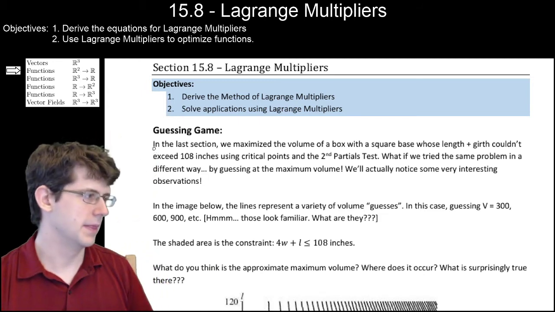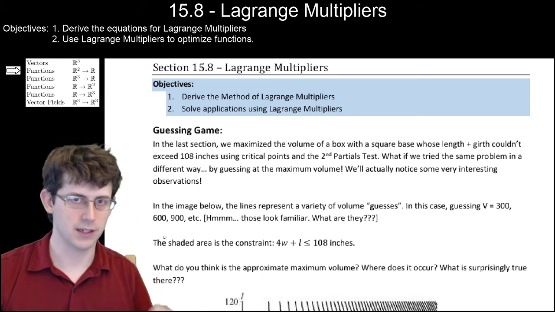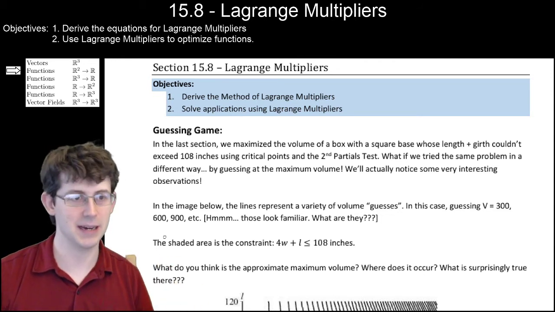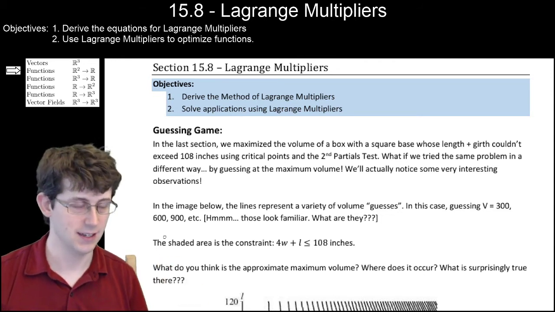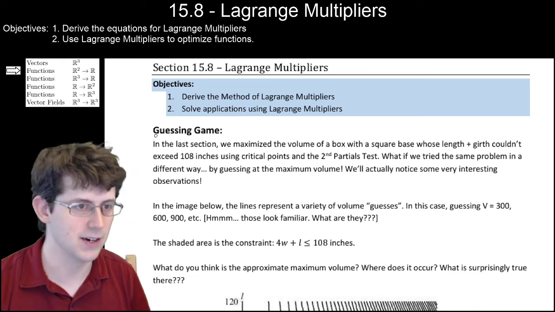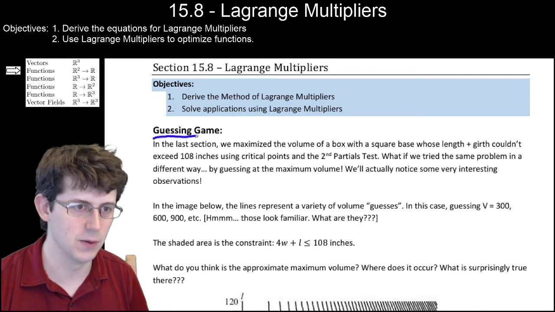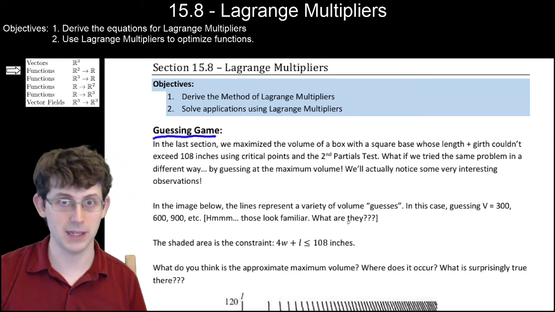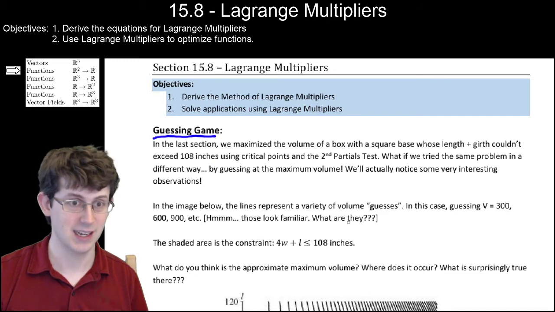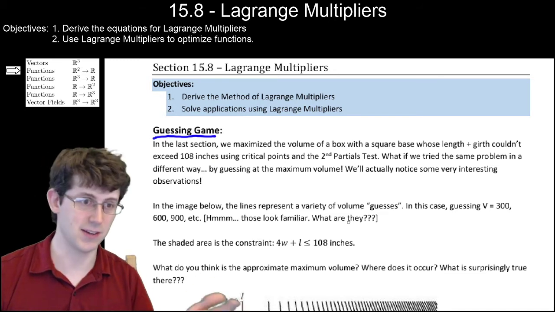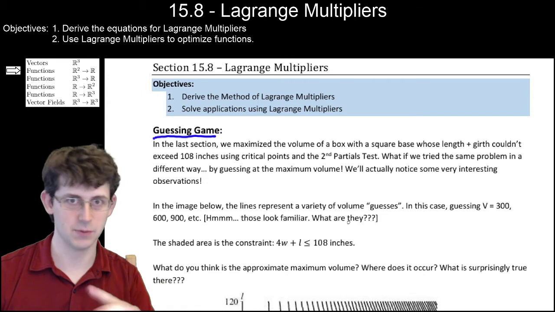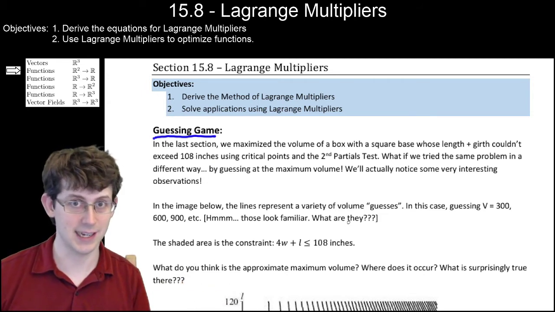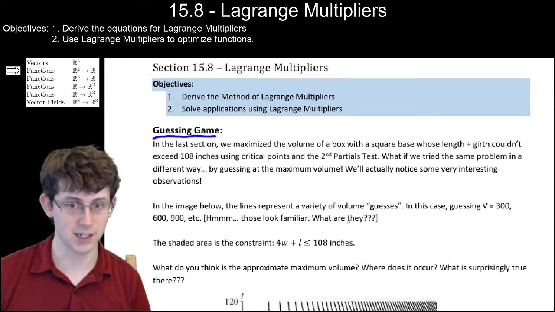The way that I like to introduce Lagrange multipliers is to say that you could try to optimize a function by just guessing at the answer. Lagrange multipliers are kind of like a formal way to do a really efficient guessing game. Last time we looked at the USPS rules for how to ship boxes, and we found that the length plus the girth can't exceed 108 inches. That was the restriction. And then we found critical points and used the second partials test for the objective function.